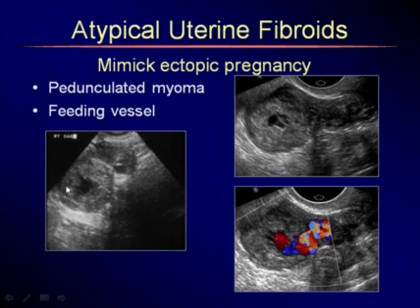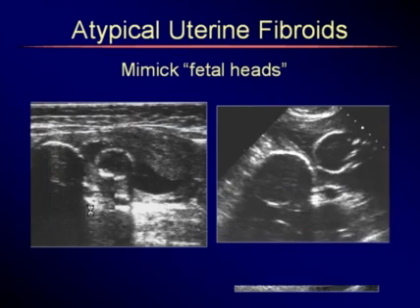Now here was another case, completely separate individual having a very similar appearance. The pregnancy test is negative. This was not a cornual ectopic, which it simulated, but it was just a degenerated myoma.